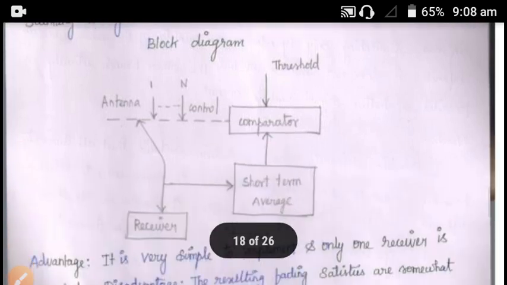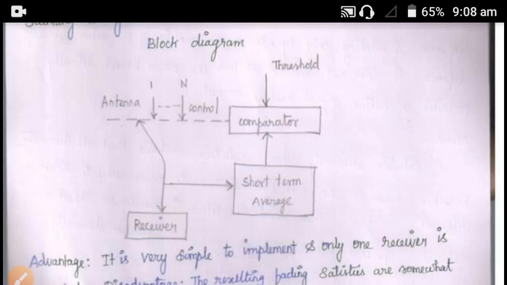So this is the block diagram of the scanning diversity. So they will compare this. So there will be a comparator. Based on the threshold value, they will compare and they will find the output.